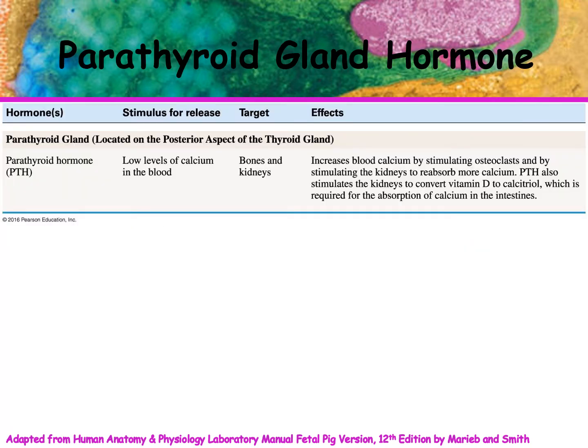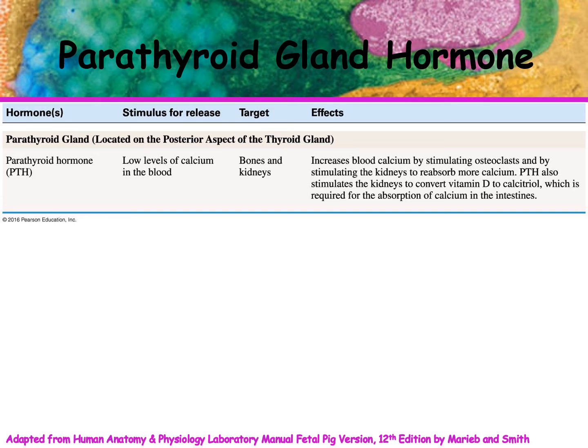This table shows us how parathyroid hormone is stimulated to be released, its target tissues, and the effect of parathyroid hormone on the target tissue. So again, parathyroid hormone is stimulated to be released by low blood calcium levels. It will work directly on the bones and kidney. In the bone, it will stimulate osteoclasts to break bone down and therefore release calcium into the blood.